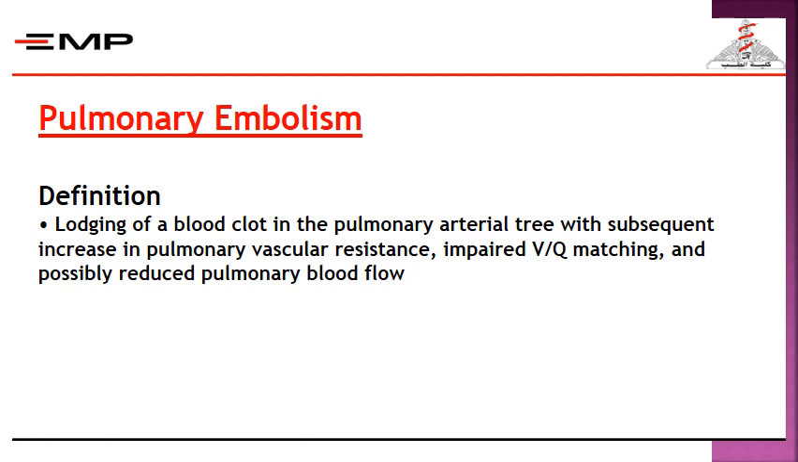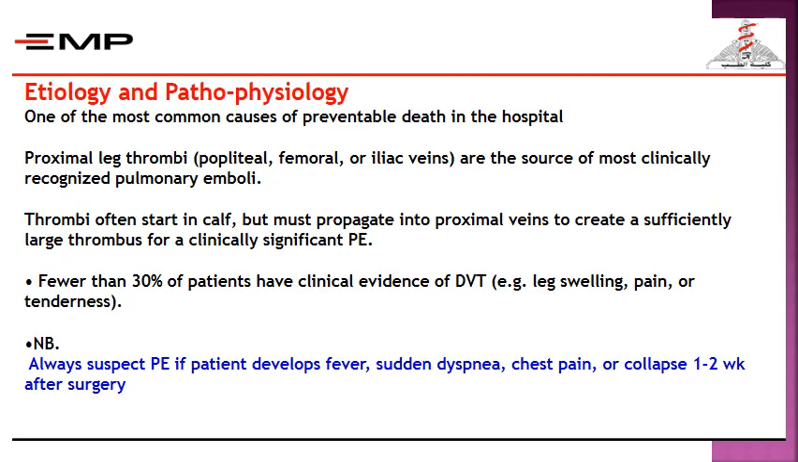Pulmonary embolism. What is it? It means lodging of a blood clot in the pulmonary arterial tree with subsequent increase in pulmonary vascular resistance. I mean pulmonary hypertension, impaired ventilation perfusion, and reduced pulmonary blood flow in severe cases. What is the etiology and pathophysiology of pulmonary embolism? It is one of the most common causes of preventable deaths in the hospital.